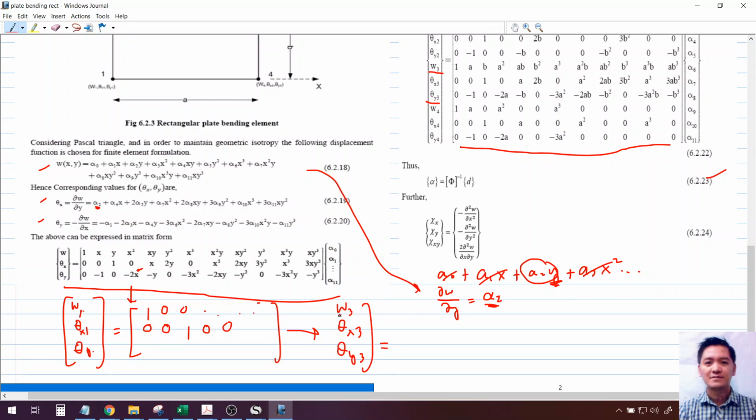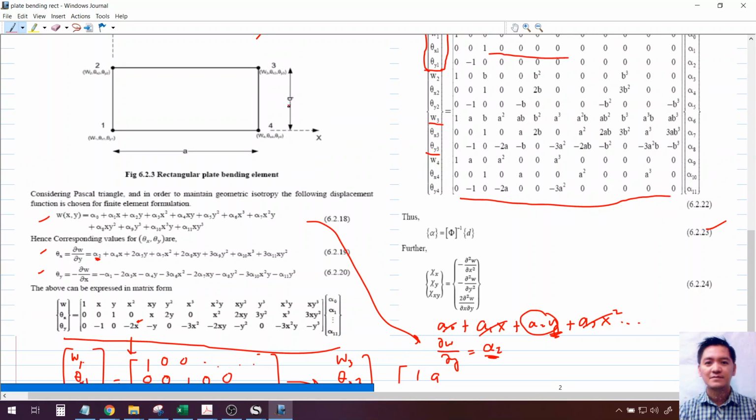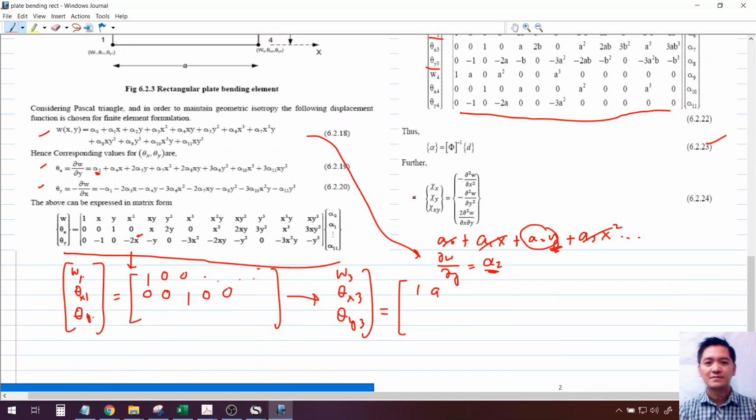So, 1. What is the X of corner 3? A, right? So, this is A. What is the Y of corner 3? B, right? So, this is B.